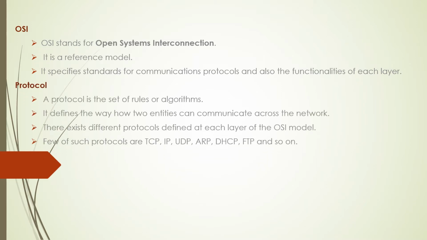So what is a protocol? A protocol is a set of rules or algorithms. It defines the way two entities can communicate across the network. There exist different protocols which are defined at each layer of the reference model, that is the OSI model. A few such protocols include TCP, IP, UDP, ARP, DHCP, and so on.